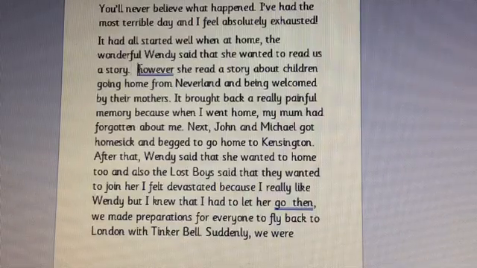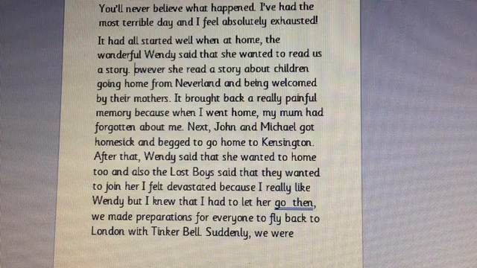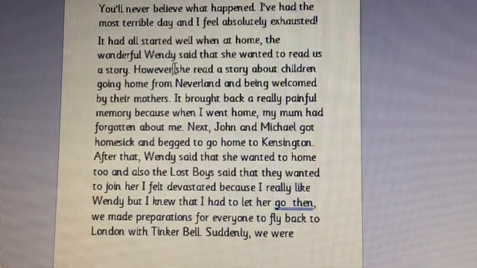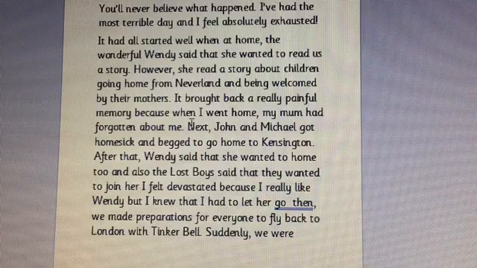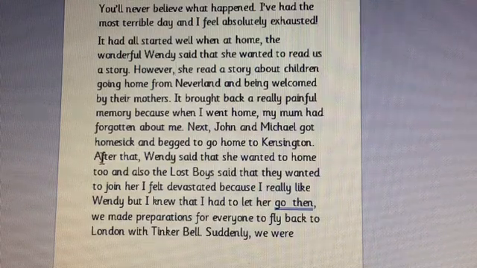And because I've got a full stop there, I'm going to start off the sentence with, however, she read a story about children going home from Neverland and being welcomed by their mothers. Okay, yeah, seems all right at the moment. Let's go down a bit further.